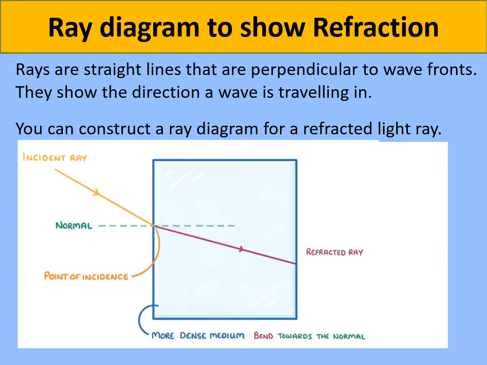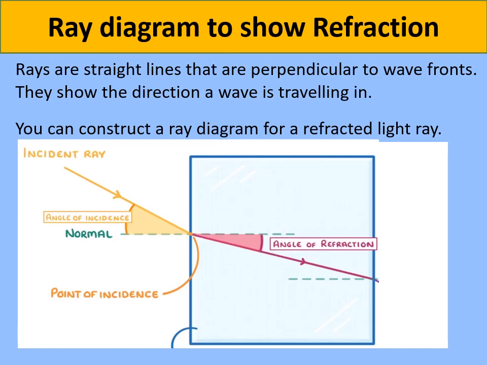In this case, it's a denser medium because it's glass, so it's bending towards the normal. The important thing is the point where the ray of incident light hits the boundary is called the point of incidence, and the angle that the incident ray makes with the normal is called the angle of incidence. The angle of refraction is the angle between the refracted ray and the normal line.